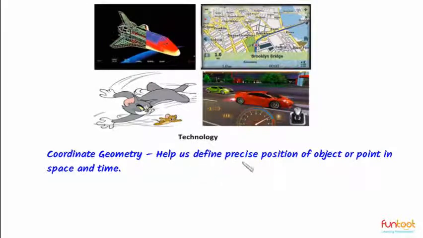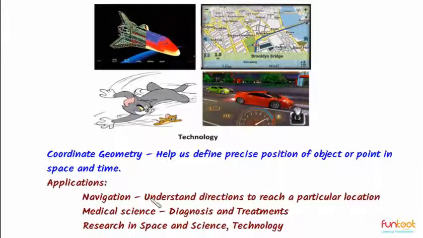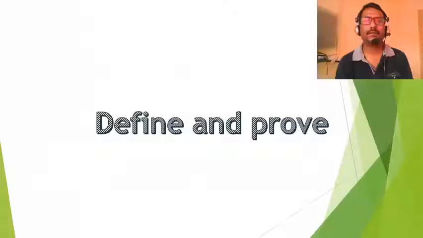Let's summarize what we have learned in this video. Coordinate geometry helps us in defining the precise position of an object or point in space and time. Coordinate geometry finds applications in navigation, in understanding direction to reach a particular location, in medical science for diagnosis and treatment, and in research in space science and technology. In this video, you might learn what is the use of coordinate geometry in our daily life.